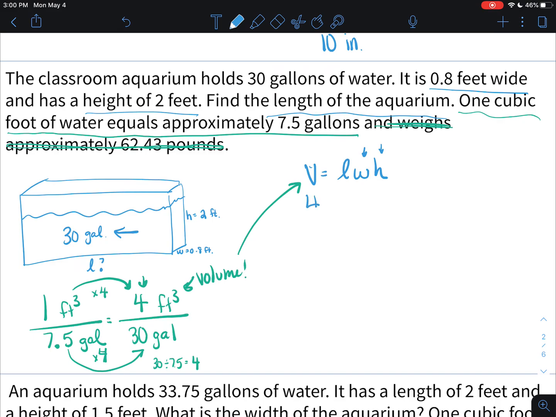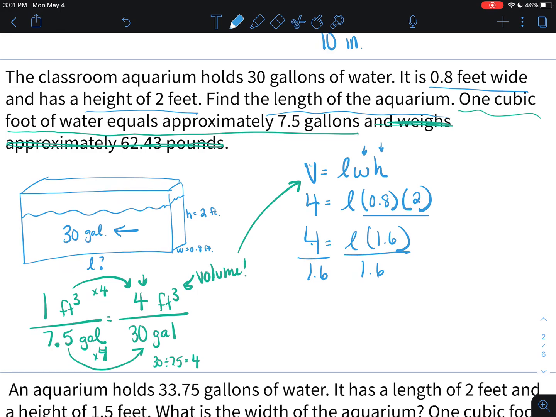So now that I know that right there is my volume, I can plug it in to my equation. So I know the volume is 4. The length is missing, so we're just going to leave it L. The width is 0.8, and the height is 2. So simplify it to solve for L. We're going to do 0.8 times 2 to get 1.6. So 4 equals the length times 1.6. Divide each by 1.6. 4 divided by 1.6 is 2.5.